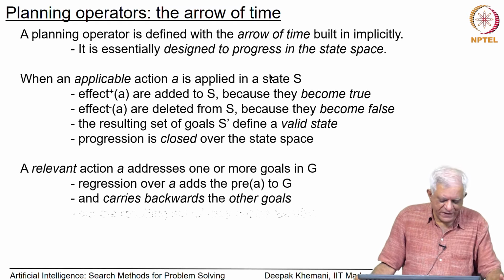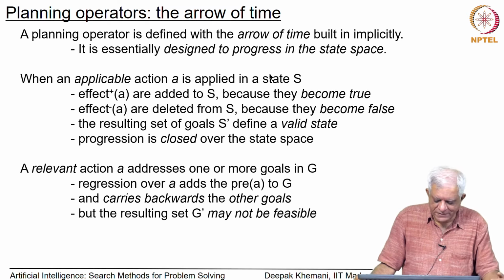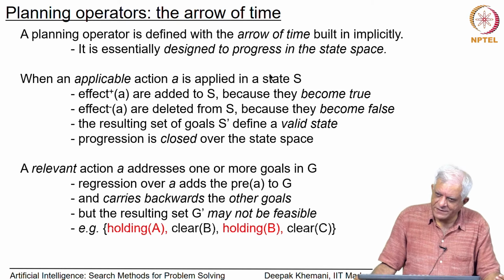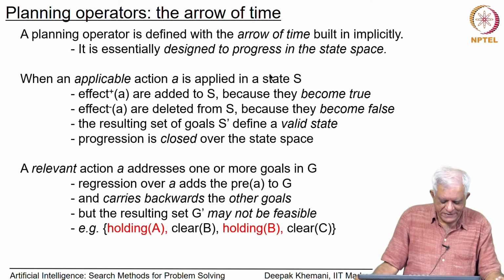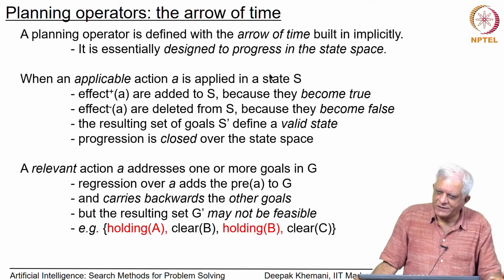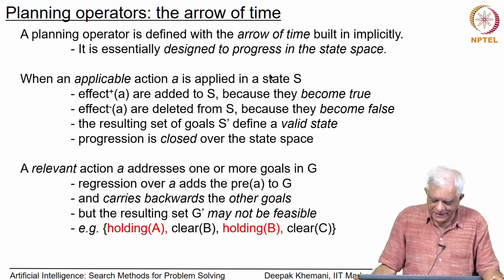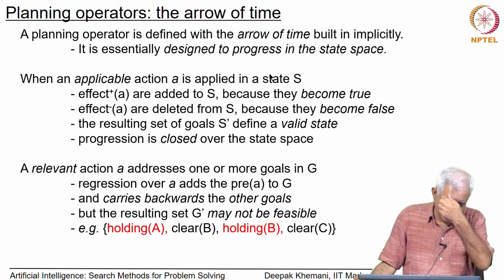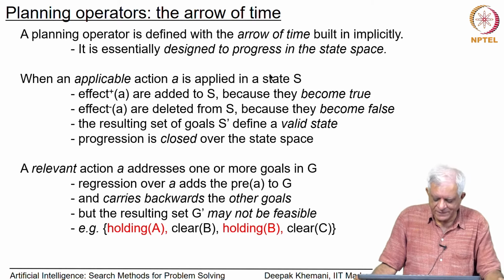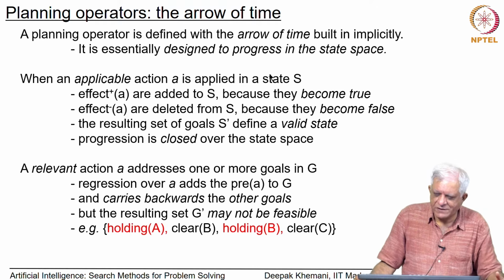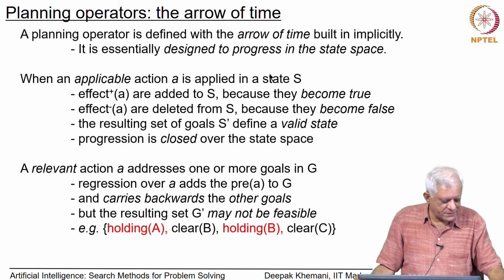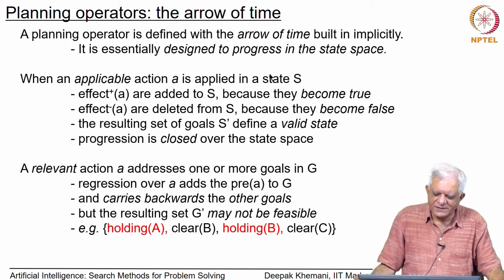In doing so, it does not really bother about applicability, and the resultant regressed goal may not be feasible. We saw this as an example, that at some point in backward state space planning, we had ended up with a goal description in which you were holding A and holding B. Now, given the fact that we were working with a one armed robot, this was not possible, but the algorithm has no way of knowing this.